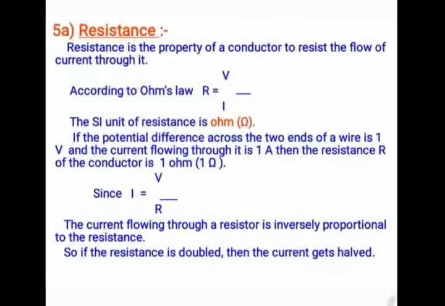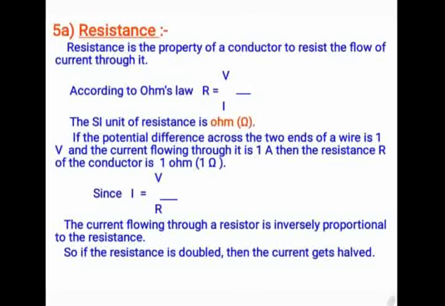Resistance. Every conducting material opposes the flow of electricity. This is called resistance. Resistance is the property of a conductor to resist the flow of current through it. According to Ohm's law, R equal V upon I. The SI unit of resistance is ohm. If the potential difference across the two ends of a wire is 1 volt and the current flowing through it is 1 ampere, then the resistance R of the conductor is 1 ohm.